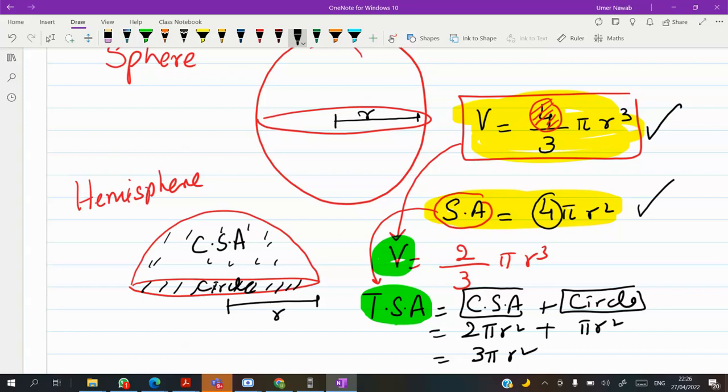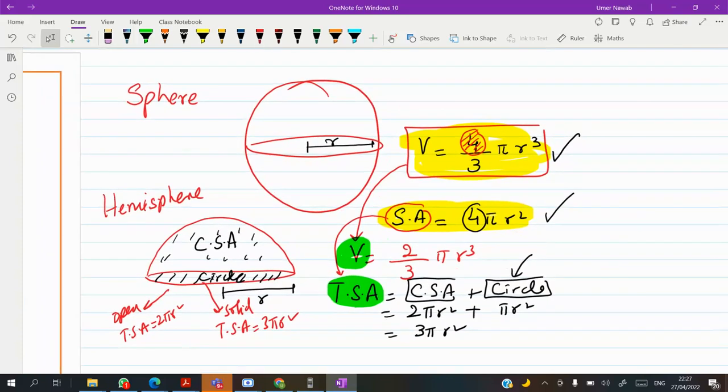If the hemisphere is open from the bottom, you don't include the circle. But if it is a solid hemisphere, then definitely there is a bottom, which is a circle, so we will write pi r squared. In other words, if it is open, then the total surface area will be just 2 pi r squared. But if it is a solid hemisphere, then the total surface area will be 3 pi r squared because it includes the circle as well. This is the whole discussion which is required in the IGCSE.